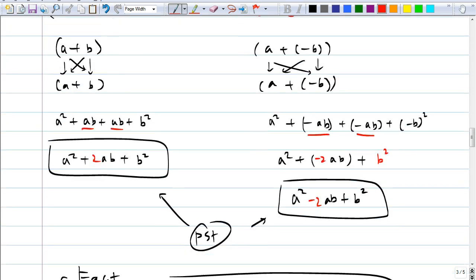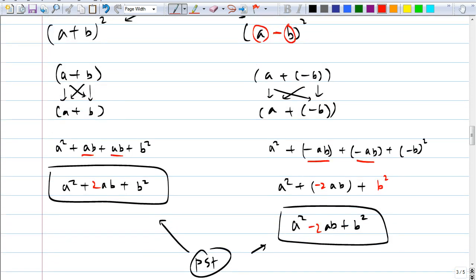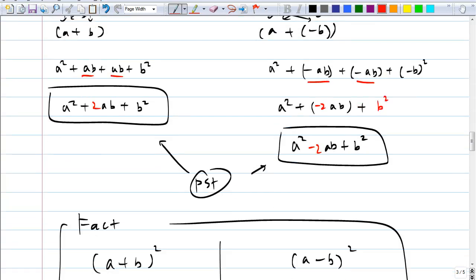So what can you say? By the way, these are called PST, perfect square trinomials. So here's a fact. If I have a plus b whole thing squared, what's the shortcut? This is always going to look like? What's the shortcut, guys? It'll always be a squared. Thank you, Spencer. A squared plus 2ab plus b squared.